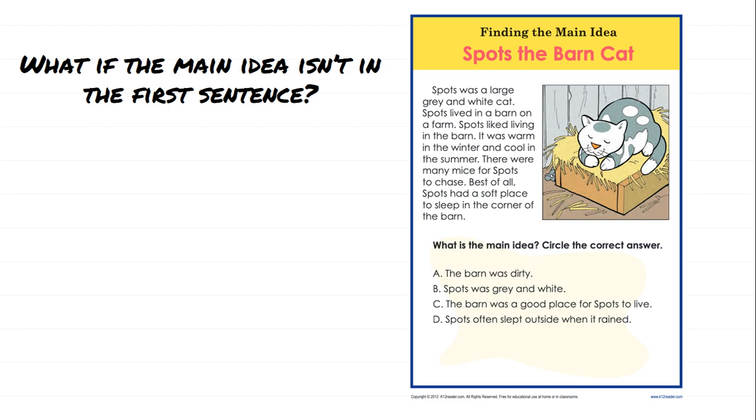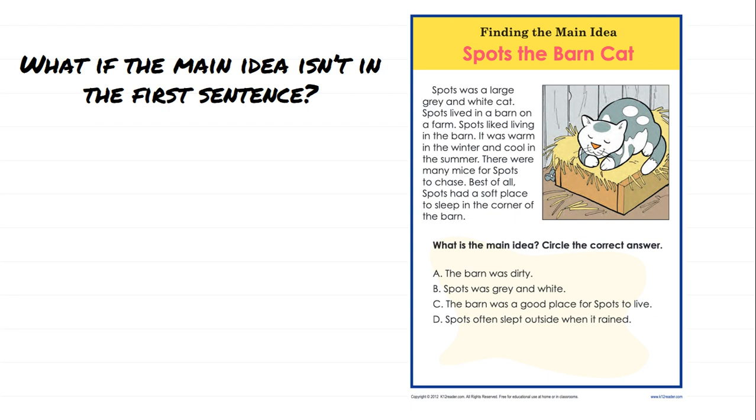What is this about? Is it about the fact that the barn is dirty? That Spots was gray and white? That the barn was a good place for Spots to live? Or that Spots slept outside when it rained? So is it A, B, C, or D? And hopefully you have picked C. So the barn was a good place for Spots to live.